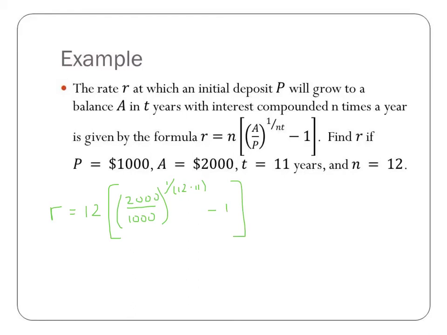Okay, so it's up to you how much you want to simplify it, or if you just want to plug it into your calculator as is, just be really careful that you follow all of your order of operations. But we could probably go ahead and make this 2,000 divided by 1,000 to the 1/132nd power, because that's what 12 times 11 is. So I'd probably at least do that much, and then try to put it in my calculator.